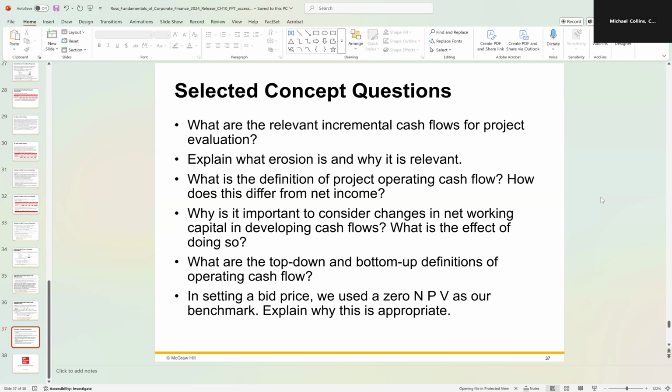In setting a bid price, we used a 0 NPV as our benchmark. Explain why this is appropriate.